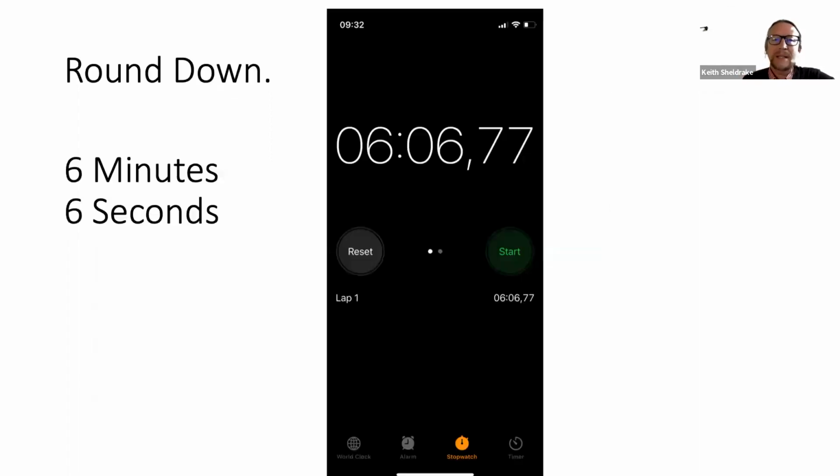And talking about minutes and seconds, we round down. So if your time is 6 minutes, 6.77 seconds, just put 6 minutes and 6 seconds. This is also important when it gets to 7 minutes and 30.5 seconds. That should be rounded down to 7 minutes and 30 seconds and doesn't get rounded up.